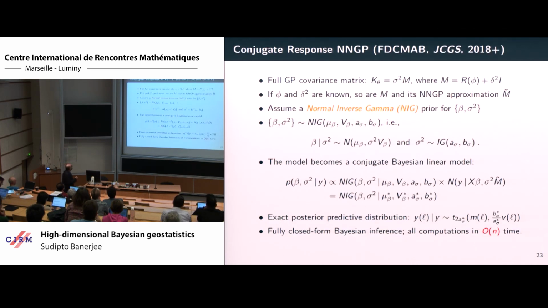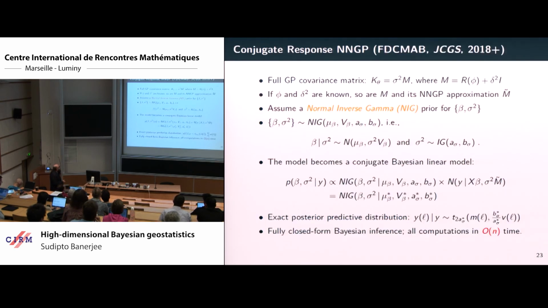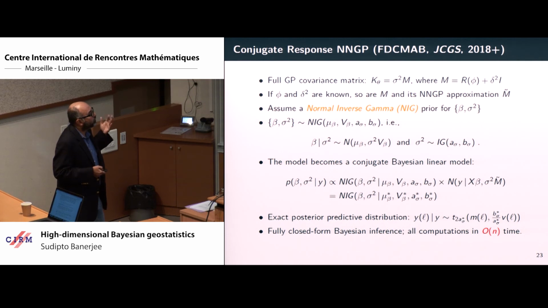This can be done, and this has been done, by the way, if you're wondering what this is, it's a set of co-author initials, where the B is Banerjee, and the F is Finley, JCGS 2018 plus. We have some different algorithms for NNGP, and this is one of them. Okay, so there's this response model versus a latent model, and we basically said, okay, go ahead, use the response model, because especially it's more scalable and you can have this nice form here.